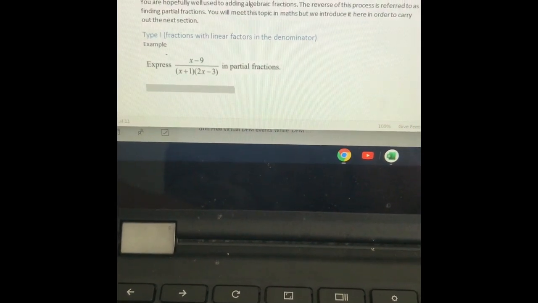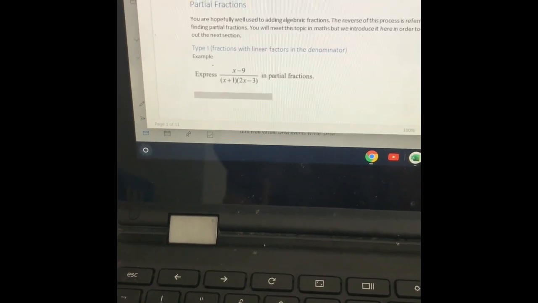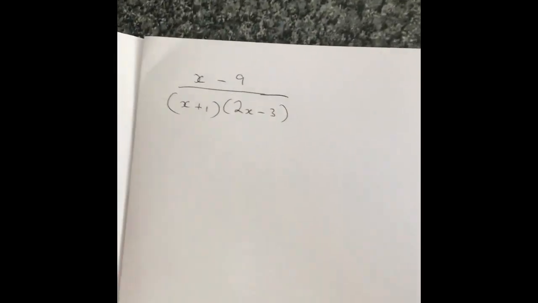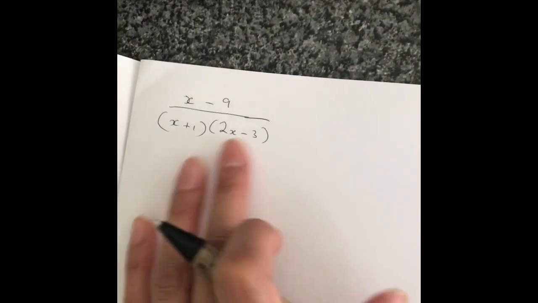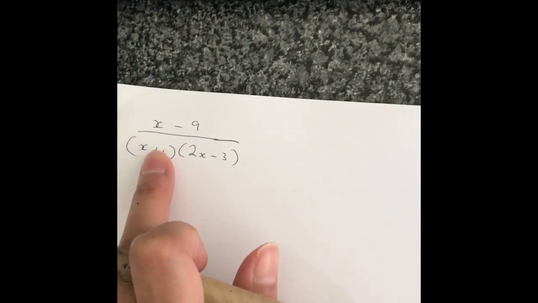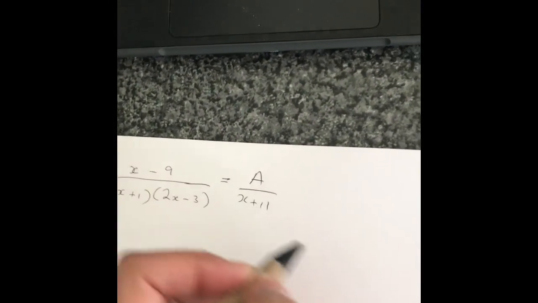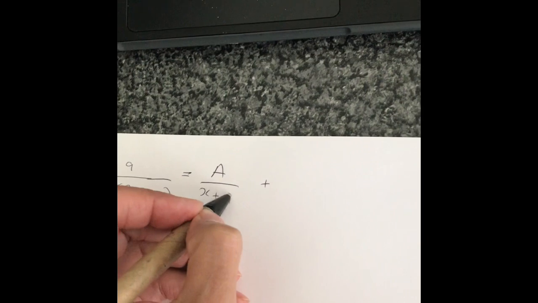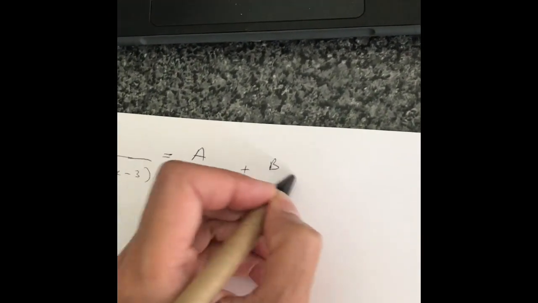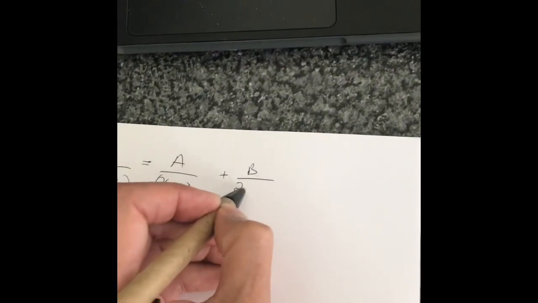So here, if you have a look, it says express x minus 9 over (x plus 1)(2x minus 3) in partial fraction form. So I'm just going to copy that out. Okay. So I have got this fraction here, and I'm going to try and split it up into two fractions, because I've got two factors on the bottom. I'm going to split that up as a constant a over x plus 1, plus b over the other linear factor 2x minus 3, like that.